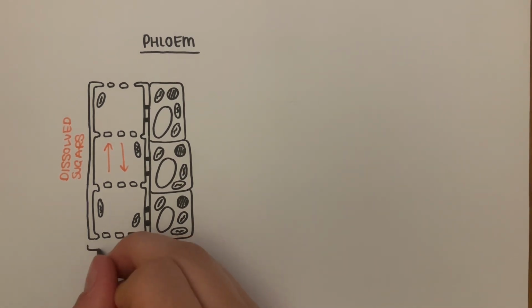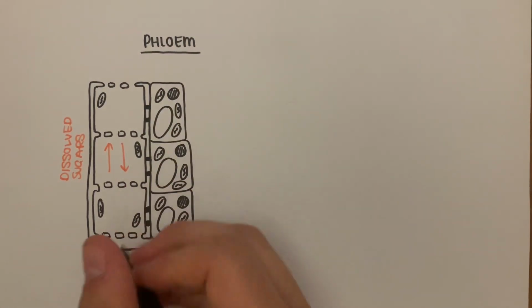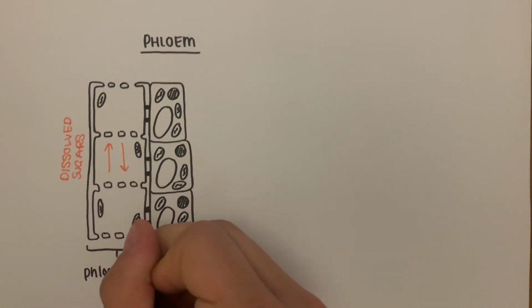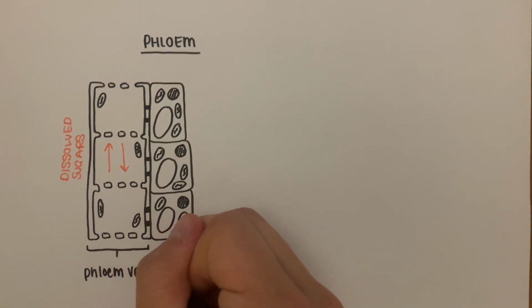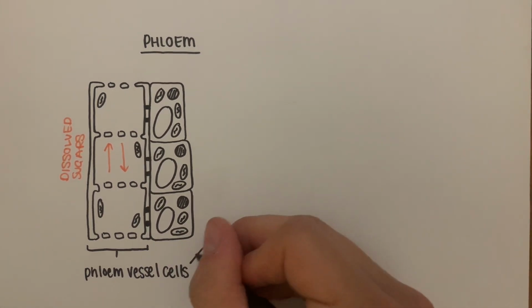So the last specialised plant cells we need to know about is actually the phloem. But the phloem is a tissue, and it's made of two different types of specialised cells. So first we have these cells here. These are called phloem vessel cells. Now these have no nucleus.